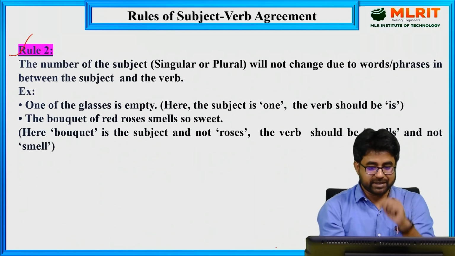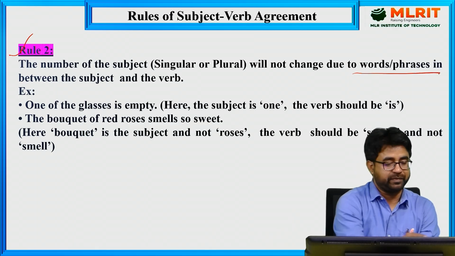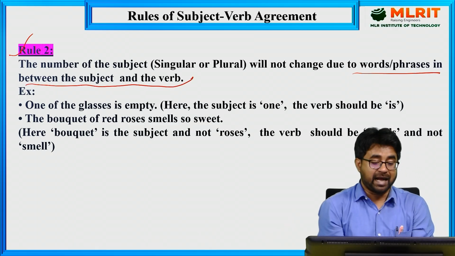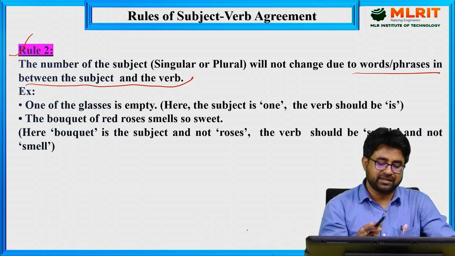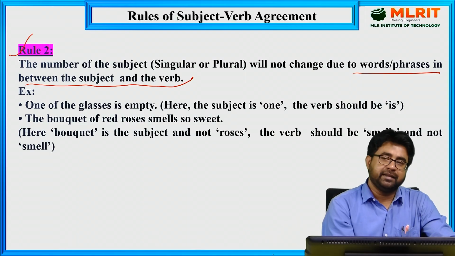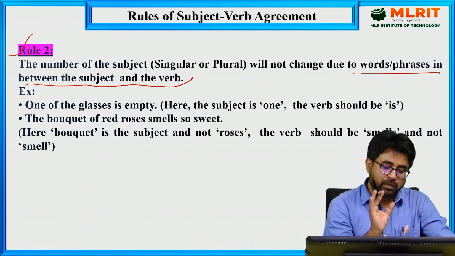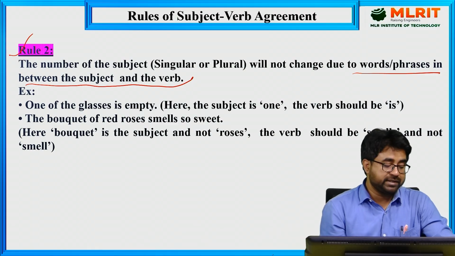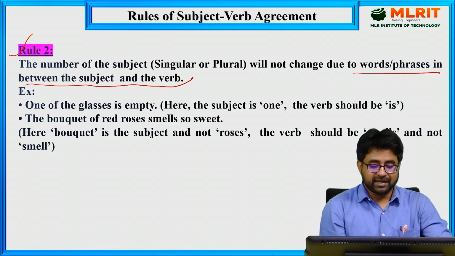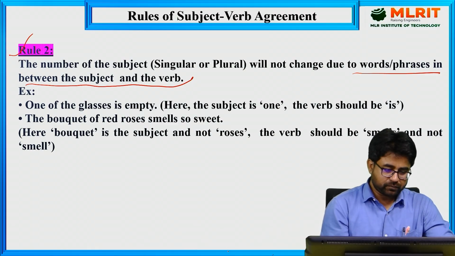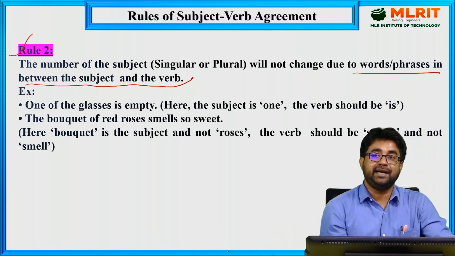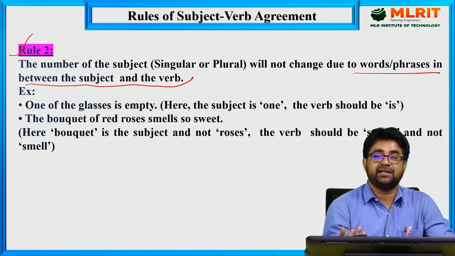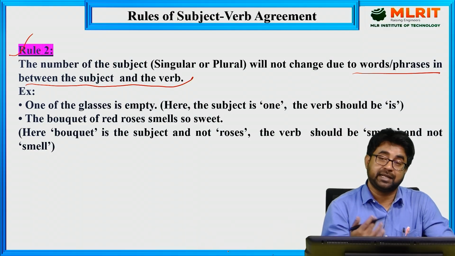The number of the subject, singular or plural, will not change due to words or phrases in between the subject and verb. So, sometimes what happens, in the previous sentence, Vedant is playing football. You can see there is not much confusion. Subject was there, separately, one single word subject, then be verb was there and the other part. But in certain cases, what will happen? The subject might not be single word. So in that case, you need to identify the real subject and then check the number of that subject, whether it is singular or plural.